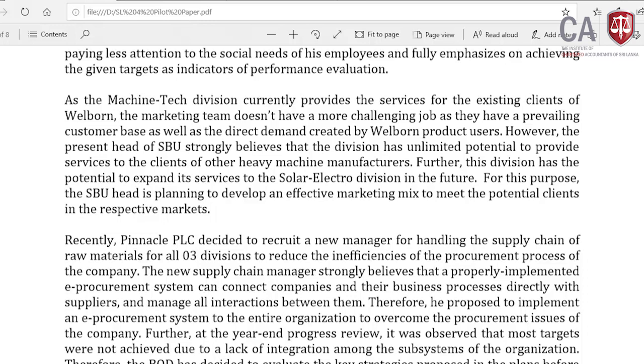They believe you can go out from your existing customer base and expand the business activities. Further, this division has the potential to expand its services to the solar electro division in the future. For this purpose, the SBU head is planning to develop an effective marketing mix to meet the potential clients in the respective market. The examiner may test the marketing mix variables also in the paper. Look at this hint given. So, already we can identify some of the points he is trying to check or test in the exam.